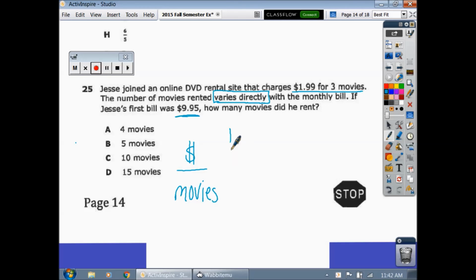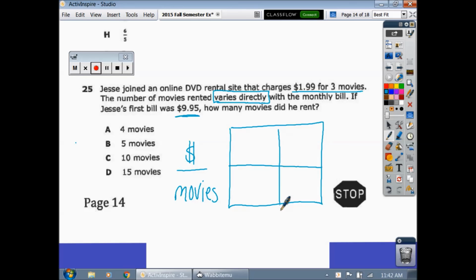Okay, so let's set up a proportion here. I'm going to call this our proportion window. So we're going to put money on top. So we're going to put $1.99 goes with 3 movies. So if you spend $9.95, how many movies would that be?